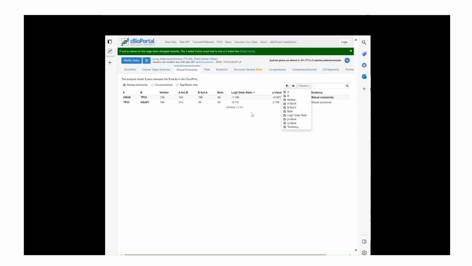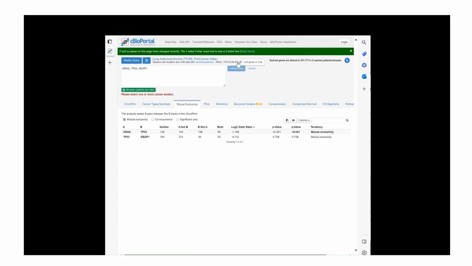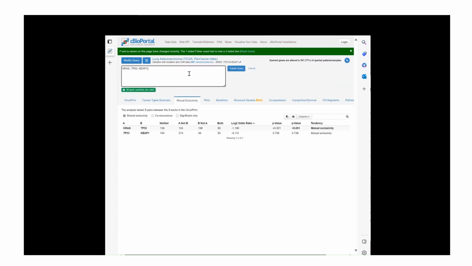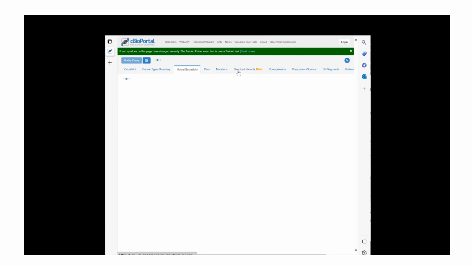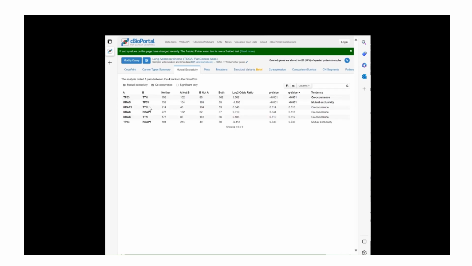Lastly, if you decide that you want to have a look at different genes and different mutations, or add some more, you can go to modify query, or, which is a bit quicker if you only want to add some more genes, you can go to this pen and just add whatever you want. Let's just say TTN. We submit the query, and then you can see that TTN gets included into our analysis.